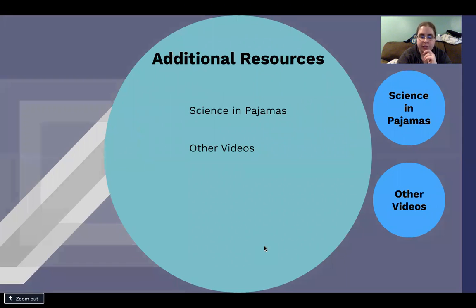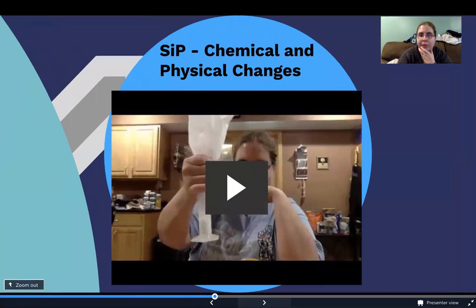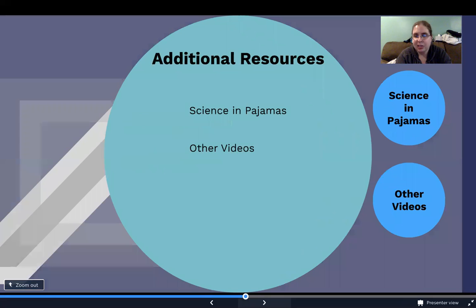So additional resources, we have Science in Pajamas. It's the chemical and physical changes one. You might have seen this one linked in the part 1 notes. Since we're not going into a whole lot of detail on different reactions, I just thought this would be a good kind of reminder of what chemical reactions are. If you've already watched it, great. If you haven't, maybe check it out.